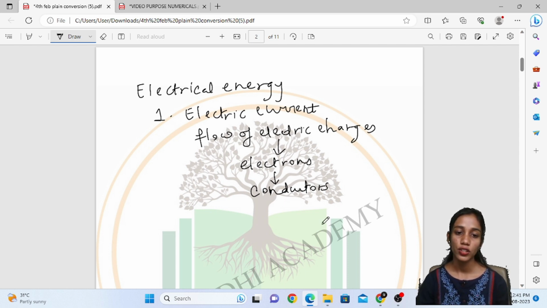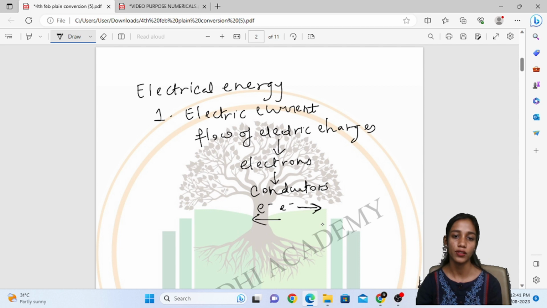Always the direction of electric current is opposite to the direction of the flow of electric charges. Means if the electrons are flowing in this side, the flow of current will be opposite, will be on the other side.